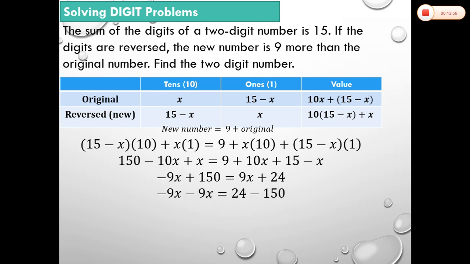Negative 9x minus 9x is equal to 24 minus 150. Combine similar terms, negative 18x is equal to negative 126. Dividing both sides by negative 18 gives x is equal to 7. Therefore, the two-digit number is 78.